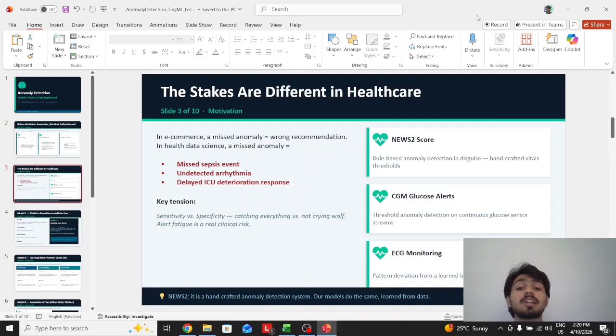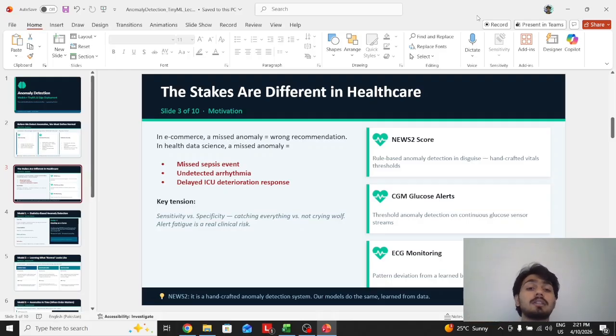The stakes are different in healthcare. In e-commerce, a missed anomaly equals a wrong recommendation. You accidentally recommended something wrong to a person who wasn't buying that, completely okay. In health, the stakes are pretty high. It can cause life and death situations. In health data science, a missed anomaly is equal to a missed sepsis event, eventually causing death, undetected arrhythmia, delayed ICU deterioration response. Key tension: sensitivity versus specificity. Catching everything is being very sensitive, responding to each and everything, versus not crying wolf, which is specificity. Alert fatigue is the real clinical risk.